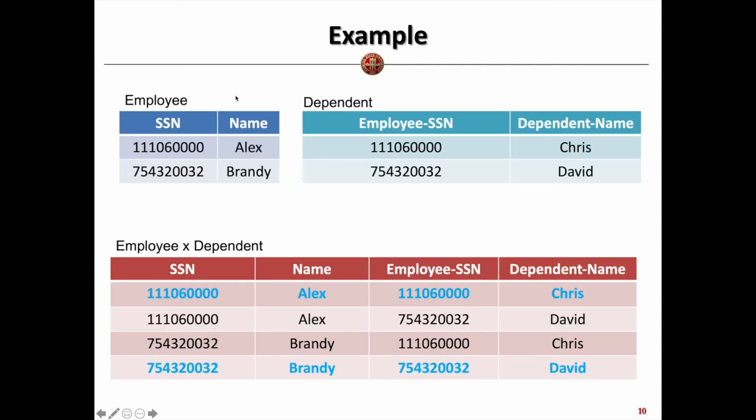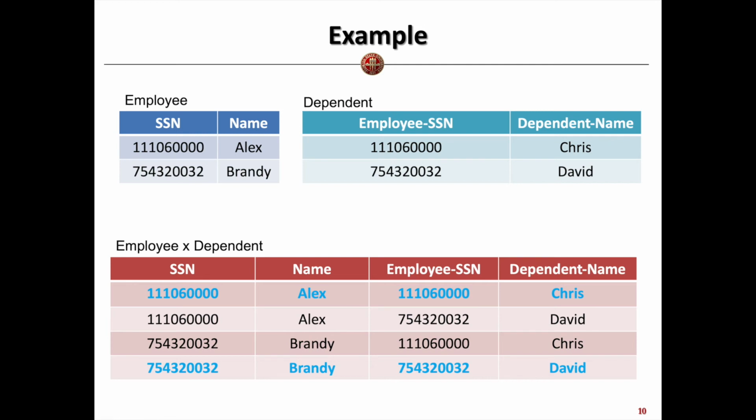Let's assume we have two relations. The first one is Employee, which has SSN and name as attributes. Another relation we have is Dependent, for the insurance. If you still remember, it is a weak entity set. Dependent depends on the employees. Therefore, inside the Dependent table, we have both the employee SSN and the dependent name as the attributes. Here we plan to calculate the product between Employee and Dependent.